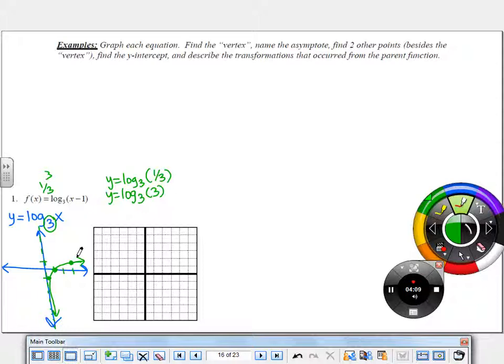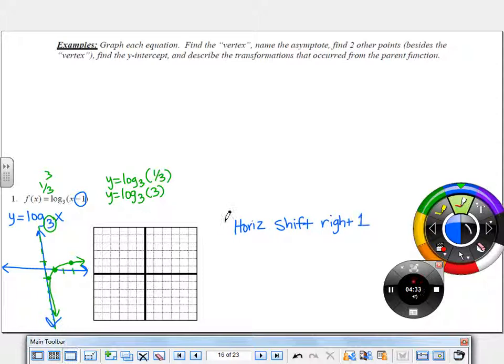Okay? Now, I'm going to go ahead and do the changes. Notice here there's only one change. The one change in this function is that there's a -1 inside the parentheses. That's a horizontal change. And it's a shift because we're adding and subtracting. And it's going to go to the right one because it says -1.